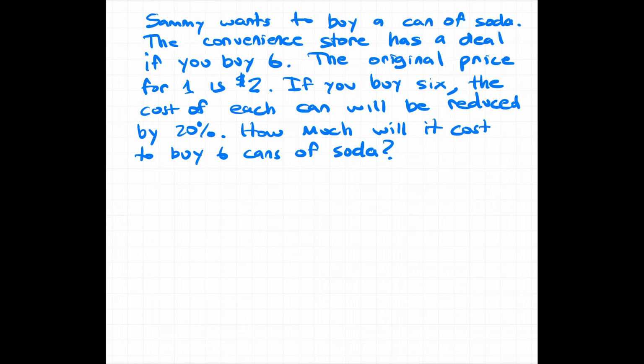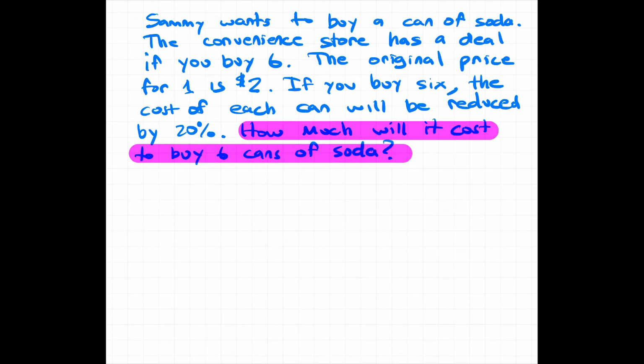Okay, we got this boy named Sammy and he wants to buy a can of soda, but the man at the store says, I'll give you a deal. If you buy 6, I will take the original price, which is $2 just for 1 can, and we'll reduce it by 20%. Each can will be reduced by 20%. And how much will it cost to buy 6 cans? So we need to figure out what is going to be the cost, so the dollar value for the 6 cans.